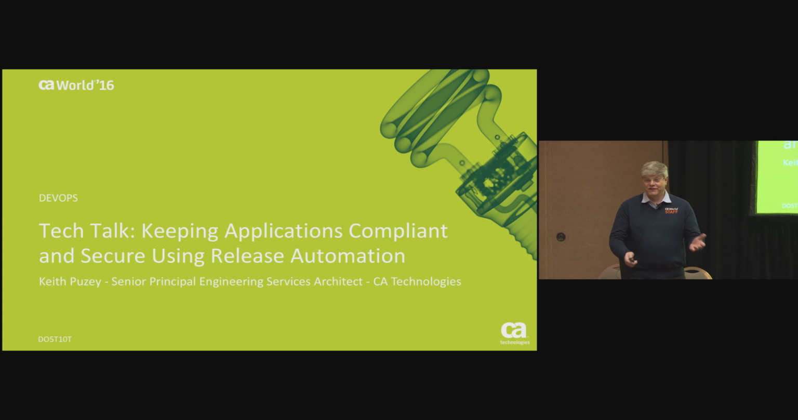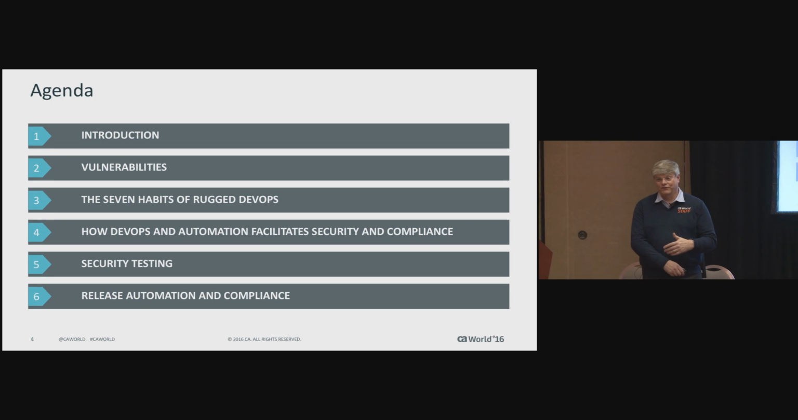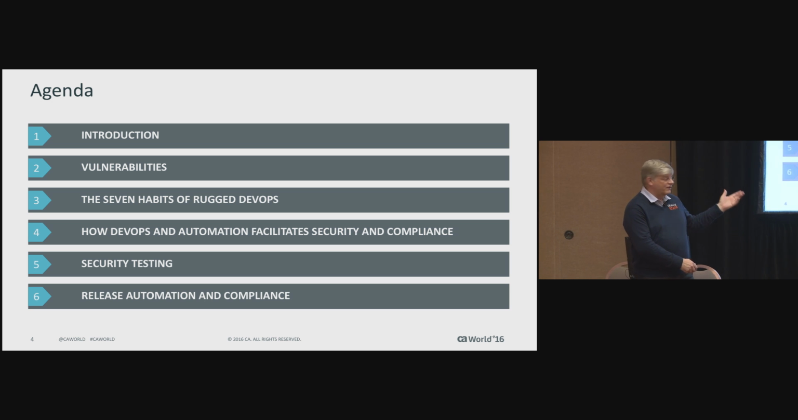Right, so welcome to this tech talk on keeping applications compliant and secure using release automation. I'm going to go through the agenda, and we're going to walk through the introduction of the vulnerabilities we can look at, and then we'll go into the 7 habits of rugged DevOps, and then how we can use the automation within DevOps to be more compliant and to automate security testing and compliance.